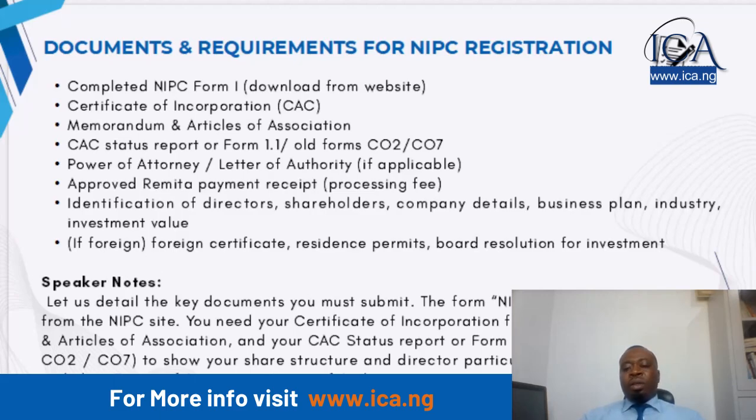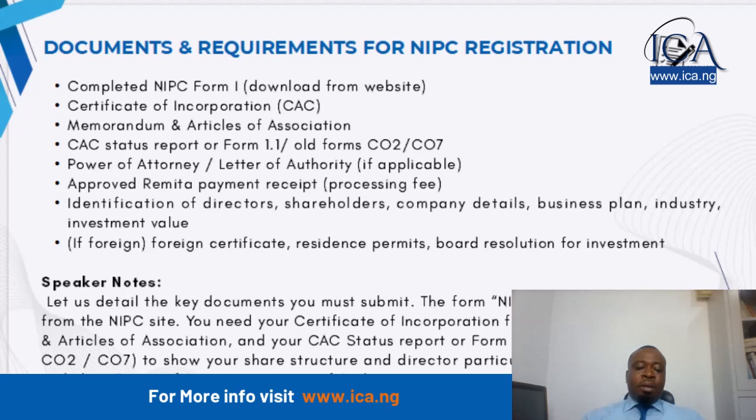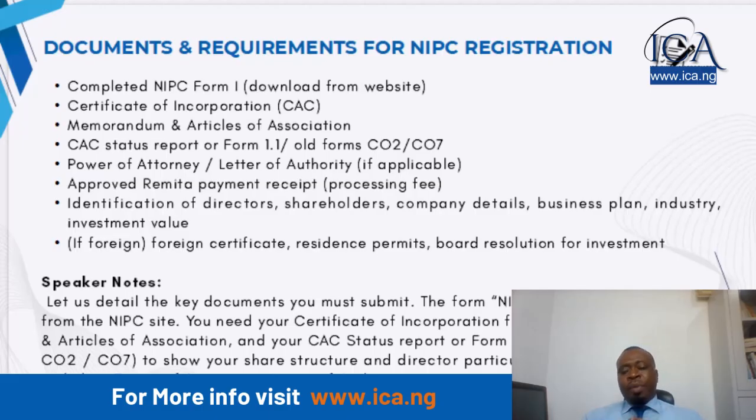You need your CAC certificate of incorporation. Another important document is your memorandum and articles of association. And also your CAC status report is very important. If your company is an older company, you will also need to present your CAC Form 1.1 or CO2 and CO7, which shows your company's share structure and also the directorship pattern of your company.